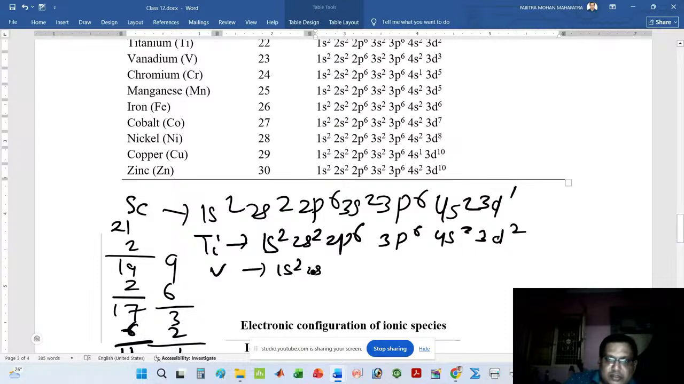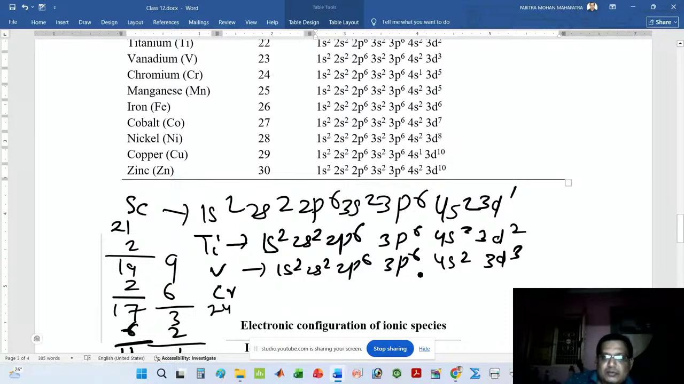1s2, 2s2, 2p6. You follow the diagram and draw the electron number. 4s2, next 3d3. After scandium, titanium, vanadium, next is your chromium. Later I will explain the chromium. Next go to the manganese.